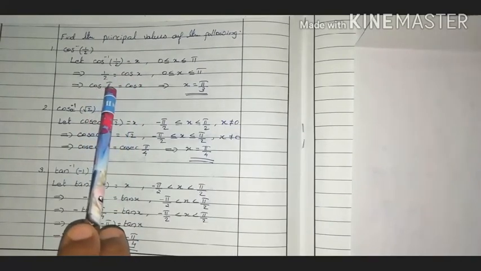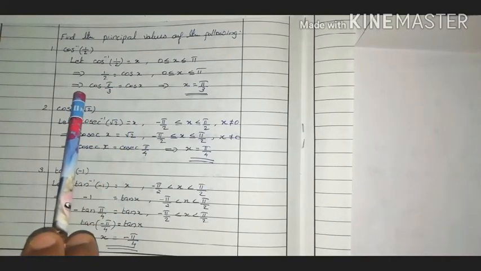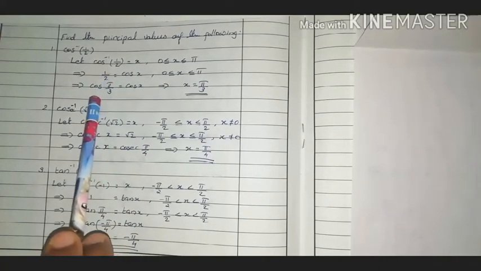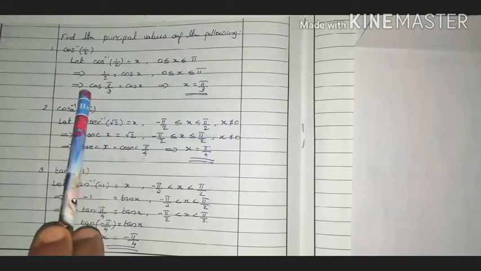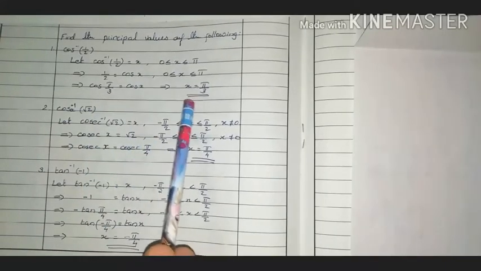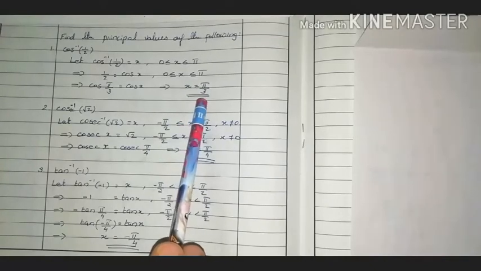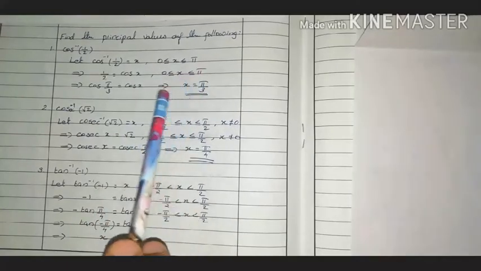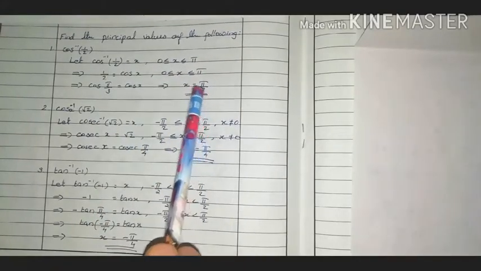Then for which value of x is cos x equal to 1 by 2? That is cos pi by 3. So you can write cos pi by 3 is equal to cos x. So the principal value here is x is equal to pi by 3. We know that it is from this interval. So that's the principal value required.